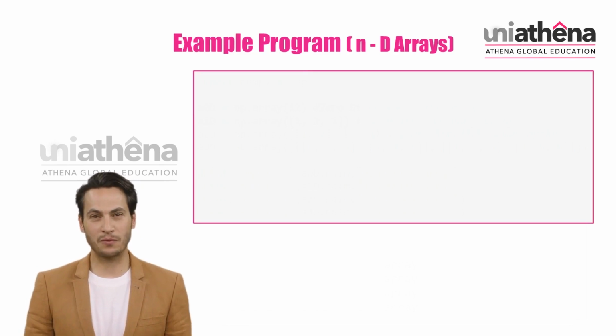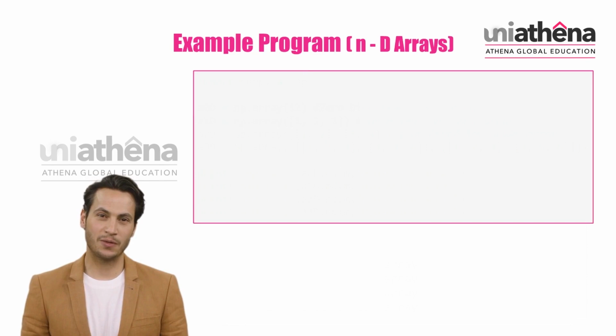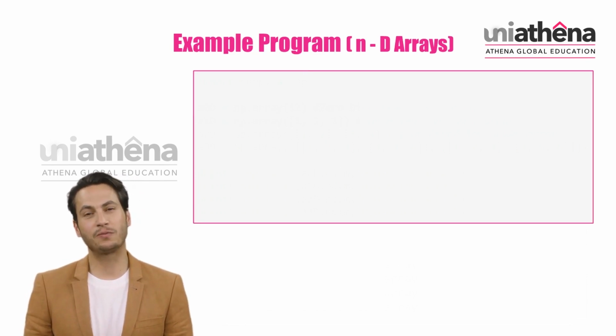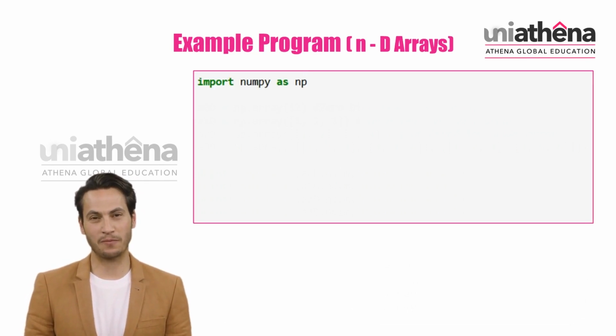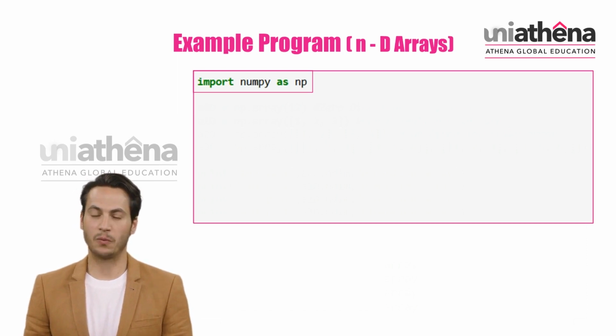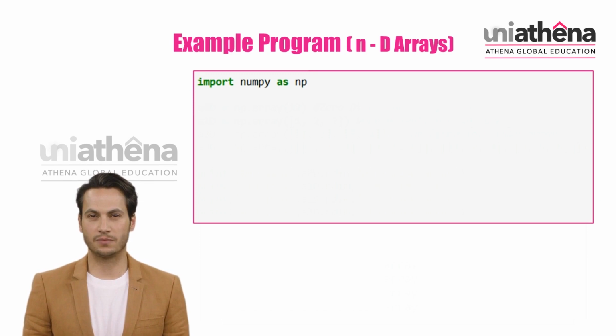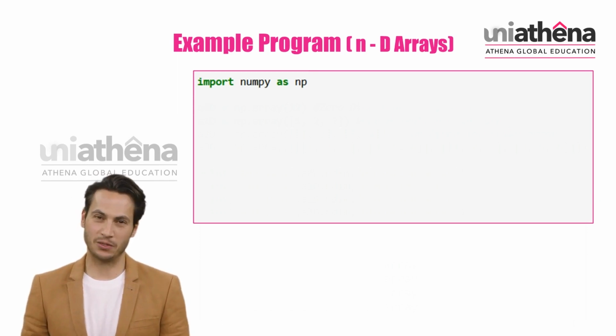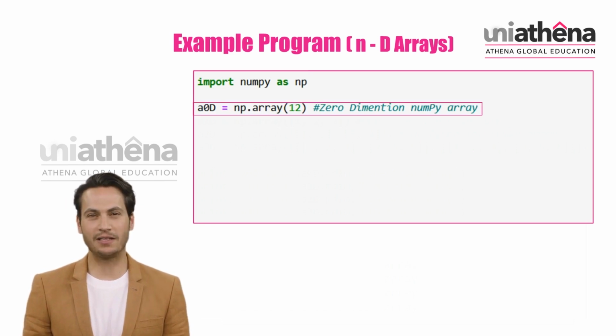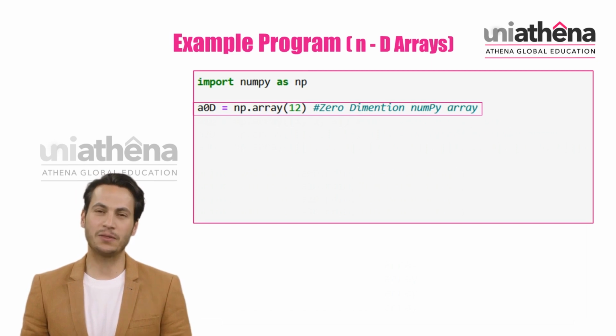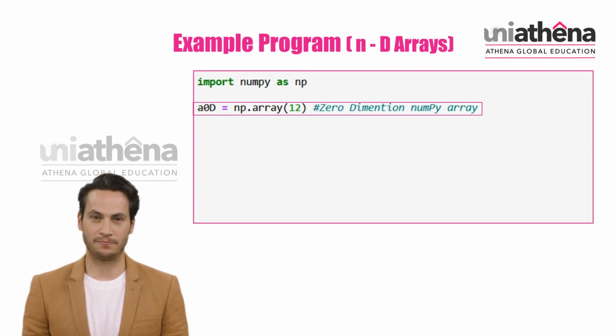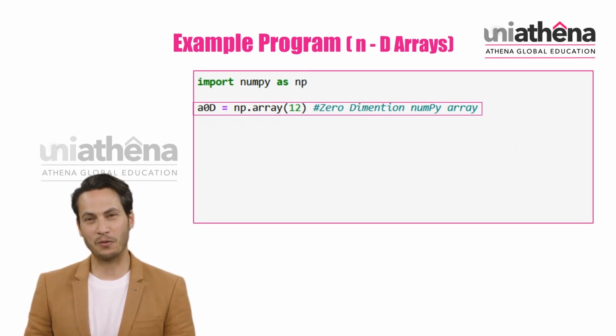Now let's write a program to do the same. Let's create n-dimensional arrays with NumPy arrays. First, we need to import the NumPy package to our program. Let's write import numpy as np. Here np is an alias we use for NumPy. Okay, so let's start with creating a 0D array. Let's take a variable, say a0D equals np.array, and the value be 12. That's done. We have our 0D array.